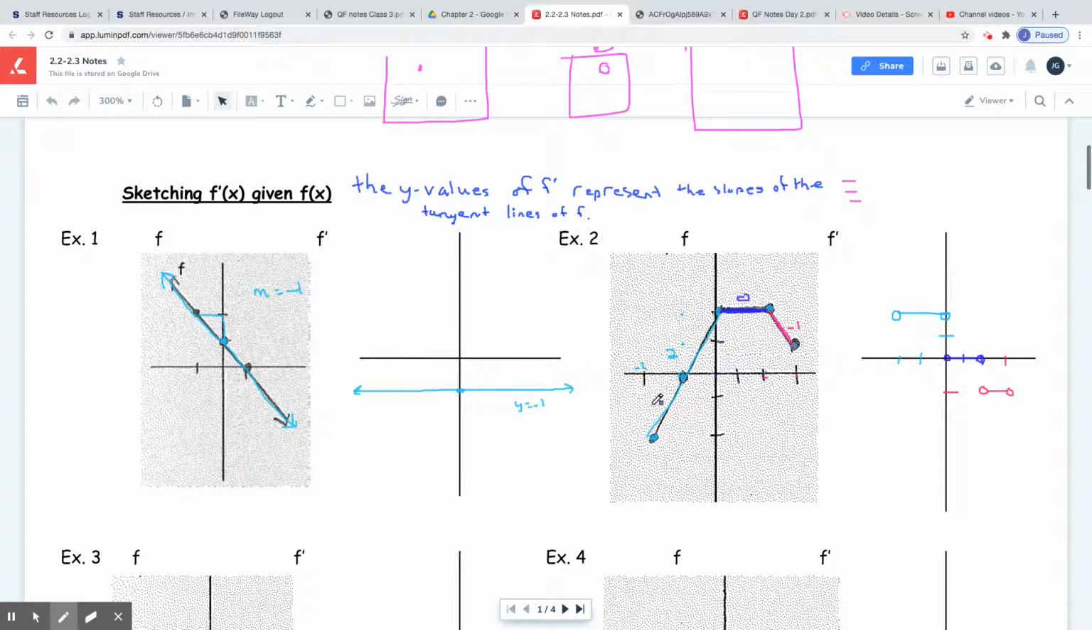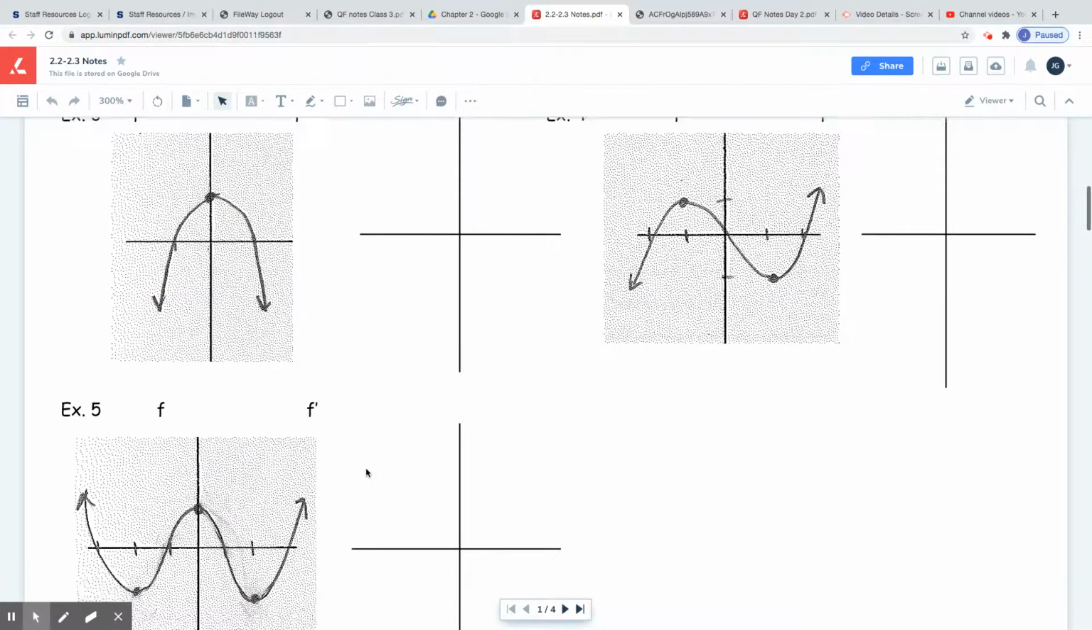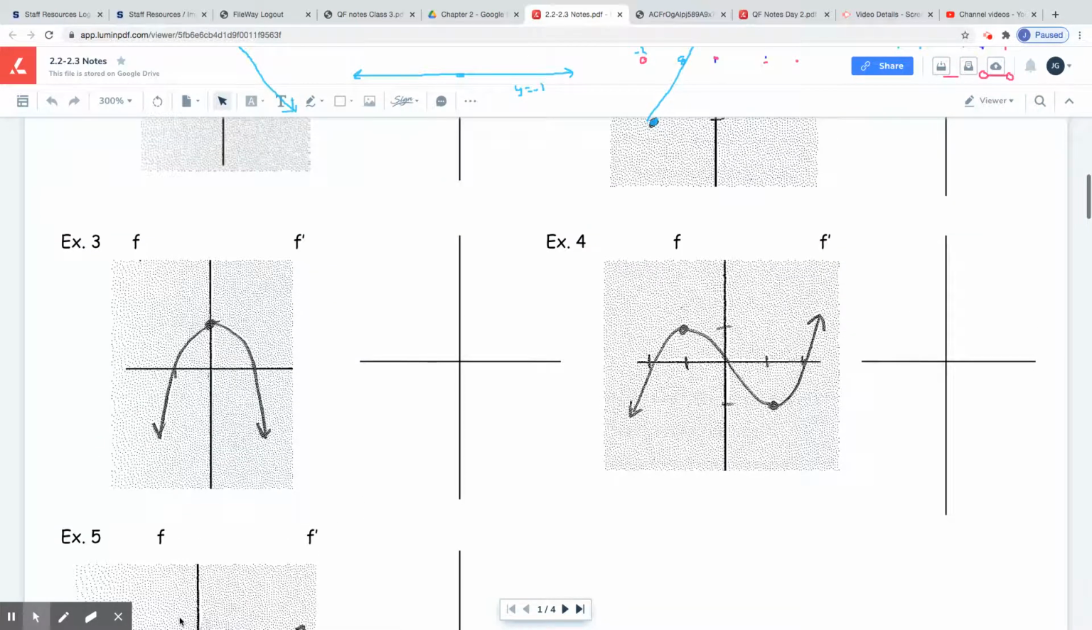You figure out the reason this was from -2 to 0 is because this goes from -2 to 0. This blue one was from 0 to 2. That's why this went from 0 to 2. All right. Now that's what's for straight lines. It's a little different if we have curved lines.